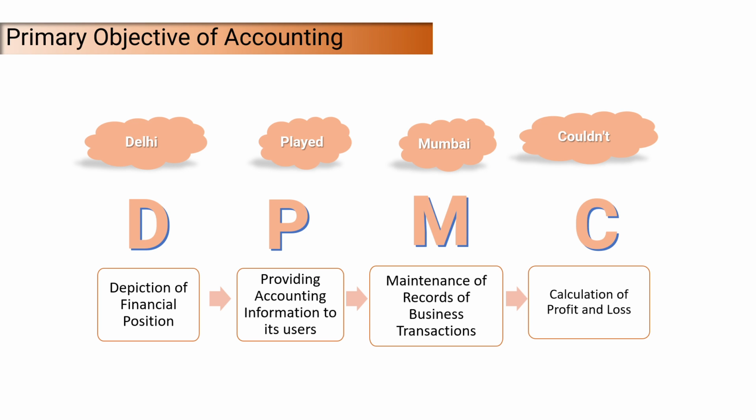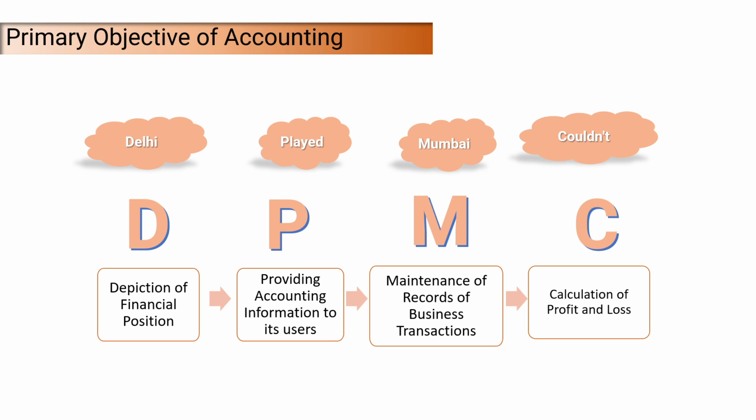Okay, providing accounting information to its users is pretty much similar to communicating the information to the people within and outside the organization, which I have already told you in the definition of accounting. So it is pretty similar to providing accounting information to its users. So this is one of the primary objectives of accounting.